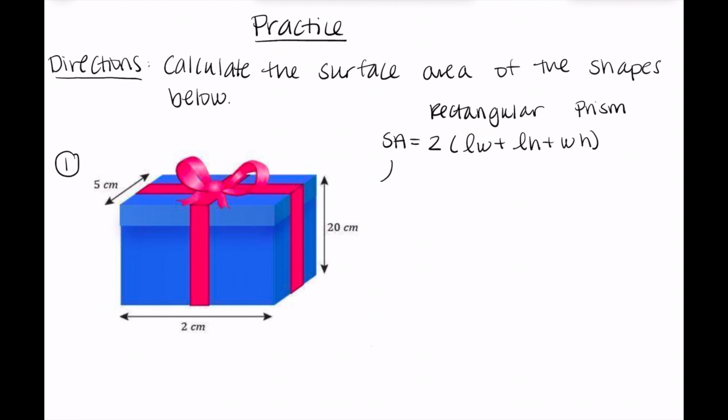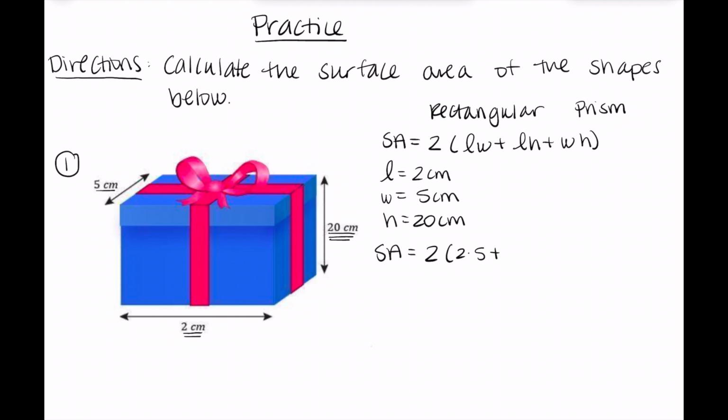So now that we've written out our formula, we have three variables, right? We have length, width, and height. Our length for this question is going to be 2 centimeters. That's how long the box is. Our width for this question is 5 centimeters, and our height is 20 centimeters. So now that we've written everything out, we'll just plug in those variables into our formula.